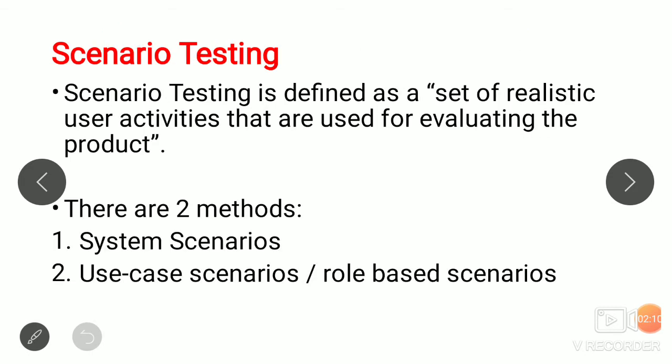Now we will see the types, that is, scenario testing. What is meant by scenario testing? Scenario testing is defined as a set of realistic user activities that are used for evaluating the product. Here, a set of realistic user activities means the activities the user is going to do. Evaluating these activities is called scenario testing, and it contains two methods. One is system scenario and another is use case scenario or role-based scenarios.